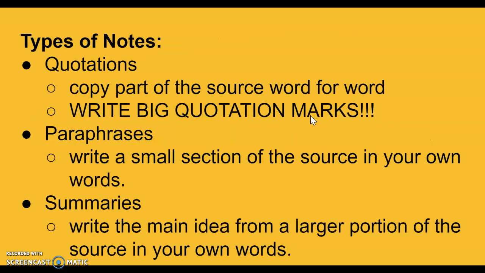So there are different things you could write on your note cards. You could do quotations, paraphrases, and summaries. So for quotations, you're copying part of the source word for word exactly how it's written. Put big quotation marks on these cards. If you don't, then you might not see those when you're typing your draft and not put those in your paper, which can lead to plagiarism, cause problems. You can also write paraphrases, which, as you know, is writing a small section of the source in your own words. Or you can write summaries. You can write the main idea from a larger portion of the text, once again, in your own words.